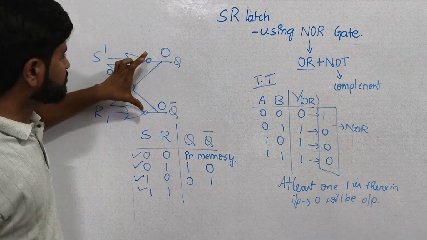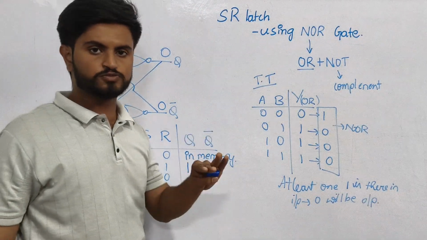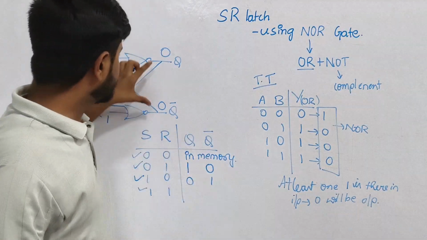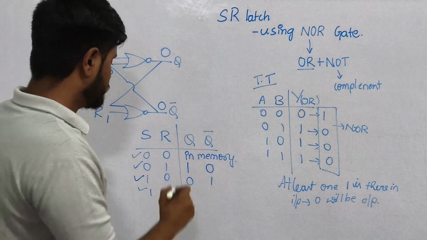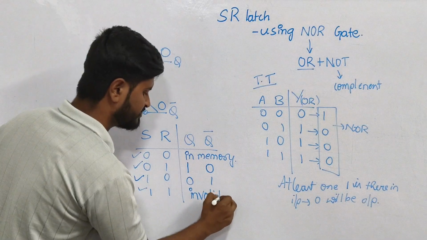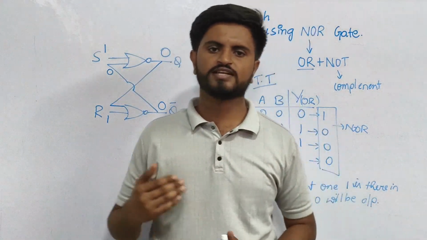Both my outputs are 0, which means this is not satisfying the condition. That is, both my outputs must be complements of each other, 0 1 or 1 0, like that. But here the same output is coming, so you can tell that this is invalid. This completes the SR latch construction using the NOR gate.